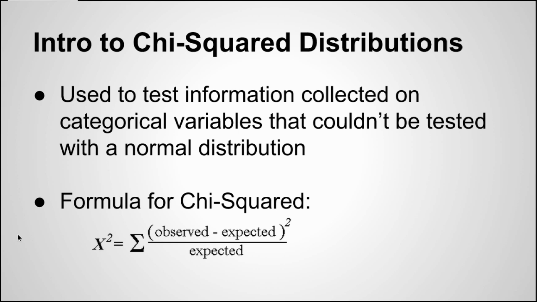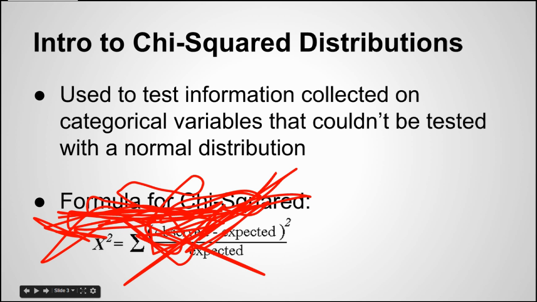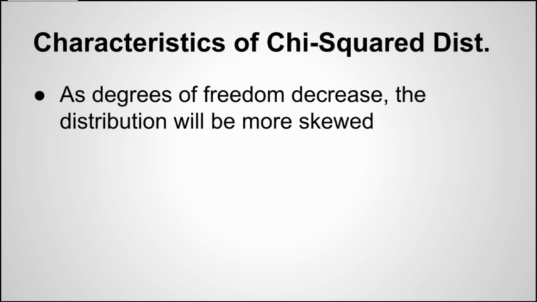There is a formula for chi-squared, as you can see, but you won't need it for the AP Stat exam. Just use your calculator. It will be easier and quicker. A unique characteristic of a chi-squared distribution is that as the degrees of freedom decrease, of course, the distribution will become more skewed.